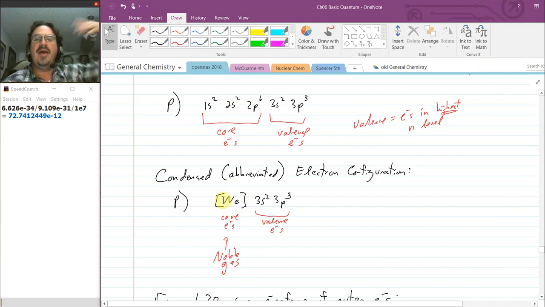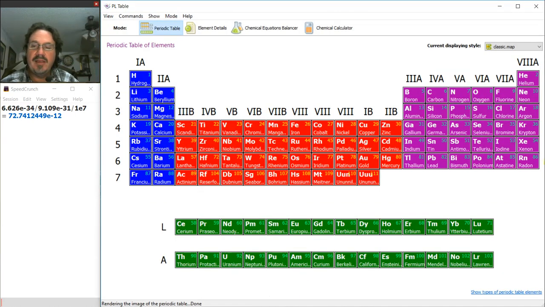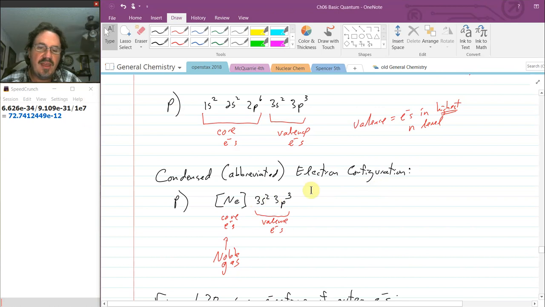And then after neon, the outermost, the valence electrons, where are they? Well, if I started with neon, number 10, number 11, that's the 3s2, and then 3p3, that's a grand total of 5, right? 3p3, there are my valence electrons. And so that's what they will write: neon core, 3s2, 3p3, these are valence.